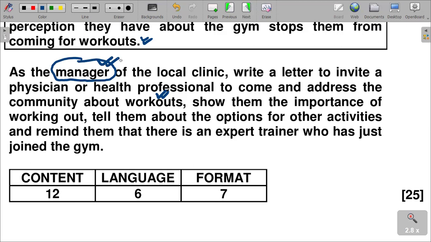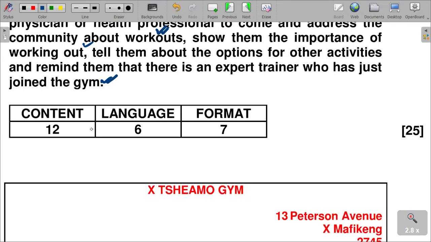So in terms of your position, you are the manager of a local clinic, and you're writing a letter to invite a physician or a health professional to come and address the community about workouts, show them the importance of working out, tell them about the options for other activities, and remind them that there is an expert trainer who had just joined the gym. So here you are already given what to write about, and this is a formal letter that you are to write. Everything is given, the format and everything there.